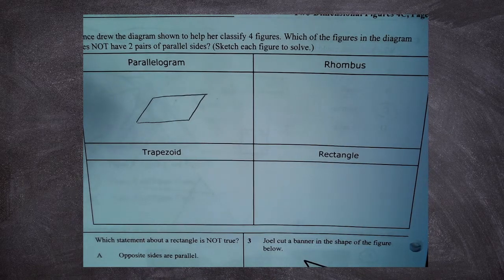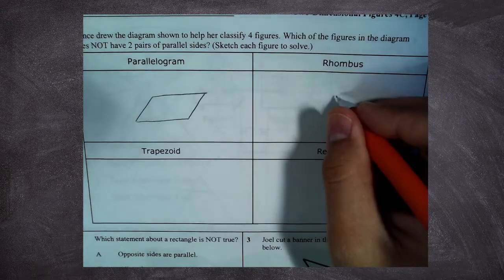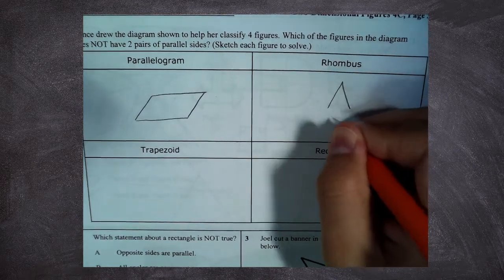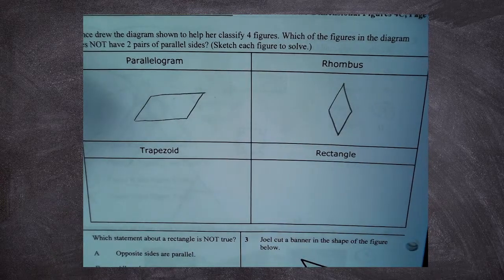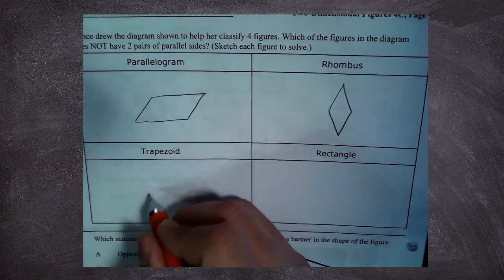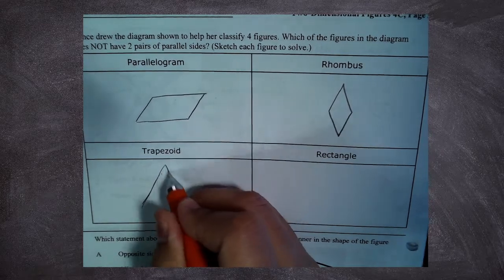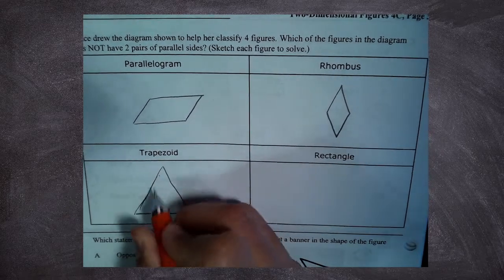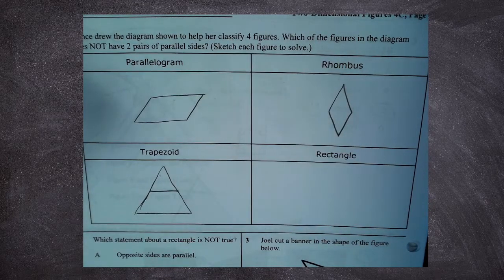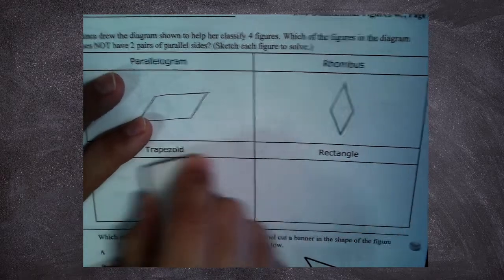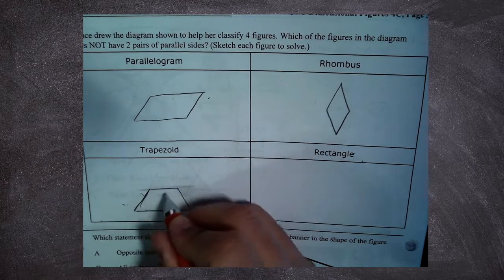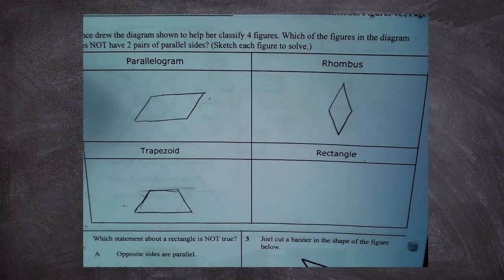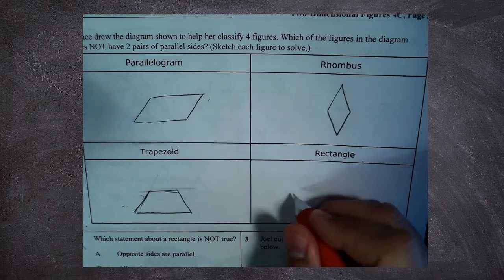A rhombus looks like the diamonds on the playing cards. A trapezoid, you can think of, again, you can do it this way if you want. You draw yourself a triangle, and then you just get rid of the top part. And the last shape is a rectangle.